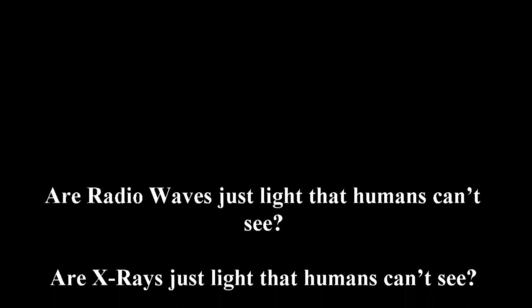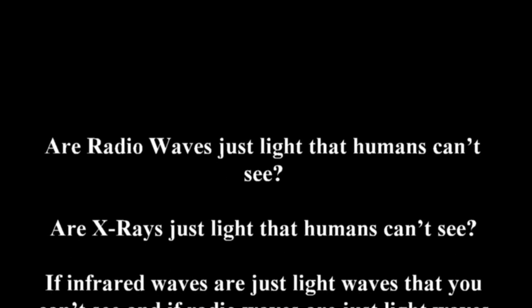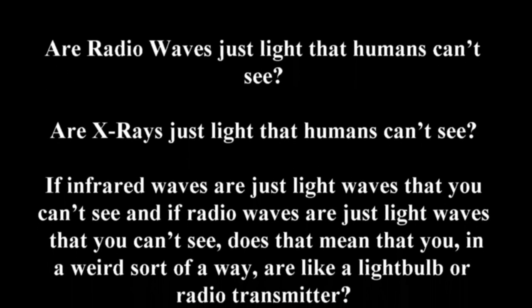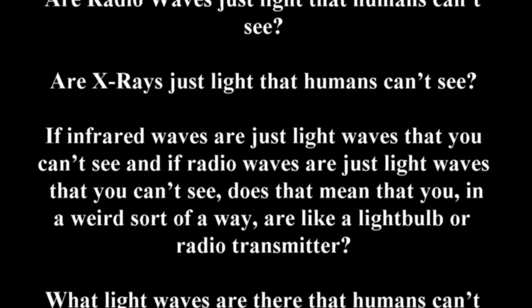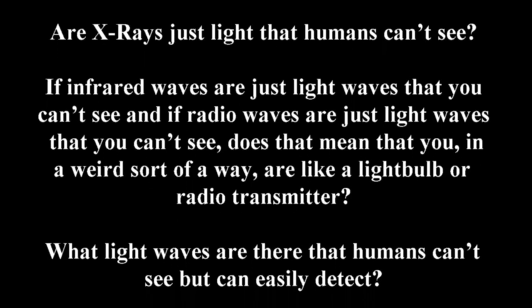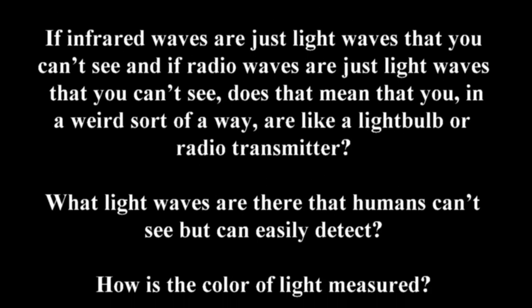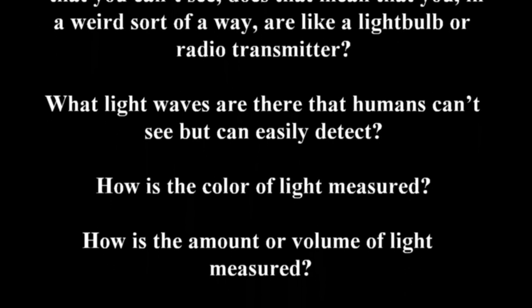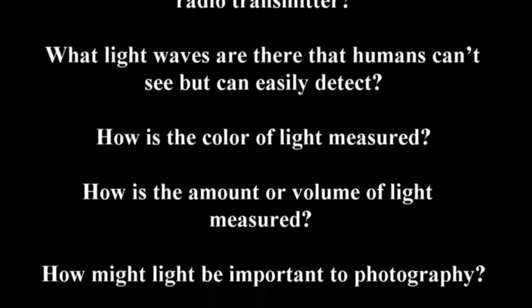This concludes the intro lesson about light, though there is much more to be covered, and we will in future lessons. You should be able to answer all of the following questions. Are radio waves just light that humans can't see? Are X-rays just light that humans can't see? If infrared waves are just light waves that you can't see, and if radio waves are just light waves that you can't see, does that mean that you, in a weird sort of way, are like a light bulb or a radio transmitter? What light waves are there that humans can't see but can easily detect?